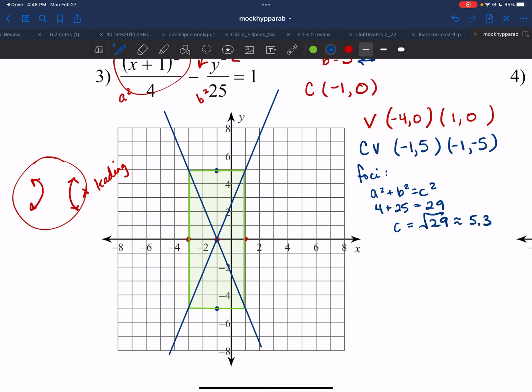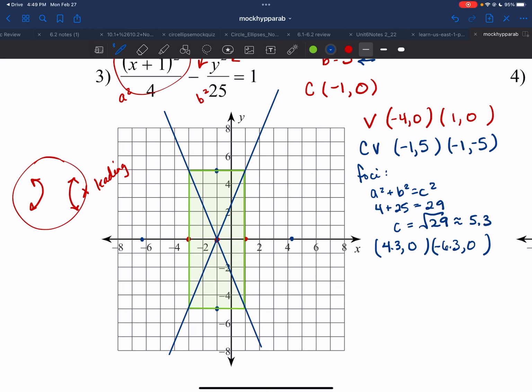So my foci from the center will be 5.3 either way. So 1, 2, 3, 4, 5.3. 1, 2, 3, 4, 5.3. So those will be located at 4.30 and negative 6.30.